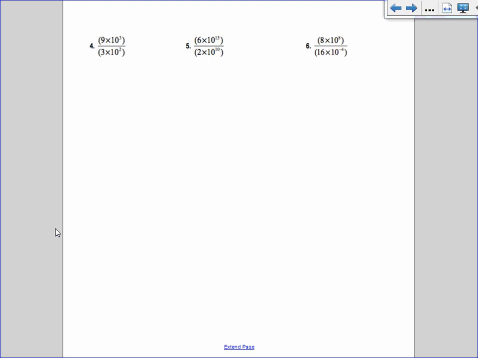Okay, so these last ones. So I have 9 times 10 to the 3 over 3 times 10 to the 2. So now we have division. Same idea. It's really like you're taking the 9 and the 3 and you're dividing them out, so you get 3. And then you're taking the 10 cubed and 10 squared and dividing them out, so you get 10 to the 1st. Your subtraction rule, just like x cubed over x squared.